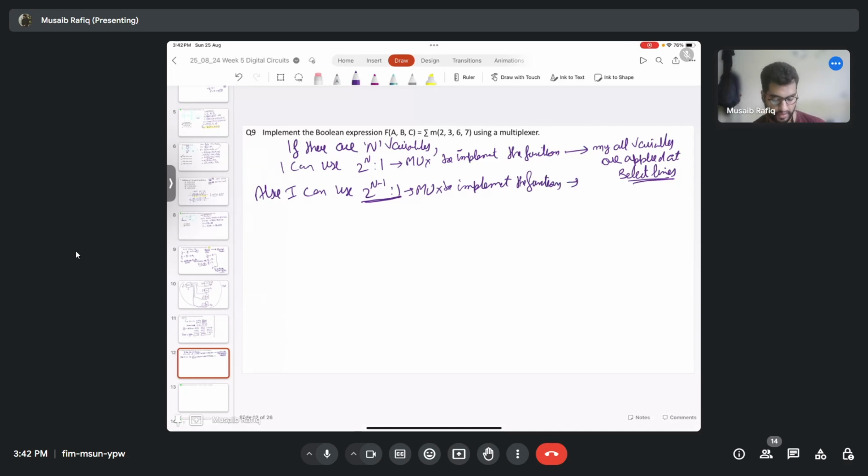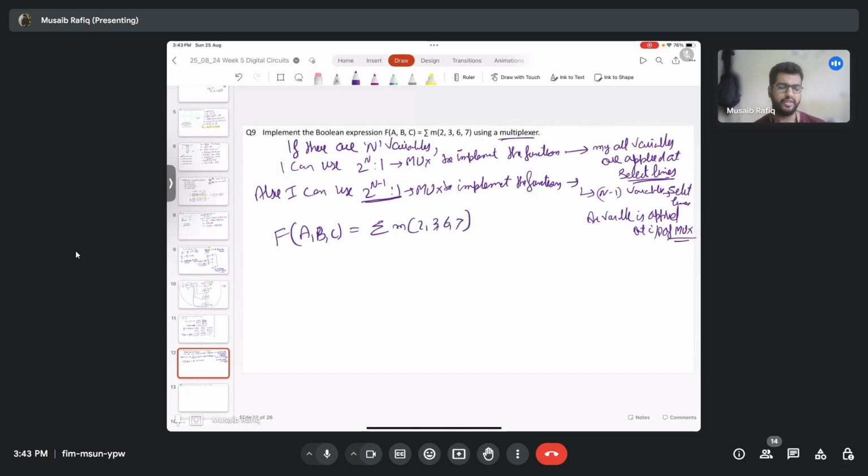And in this case, n minus 1 variables go to the select line and one variable is applied at the input of the mux, right? So for this question, f of a, b, c equal to sum of minterms 2, 3, 6, 7. Just to get started with, I'll assume I have an 8 is to 1 mux to implement this function.